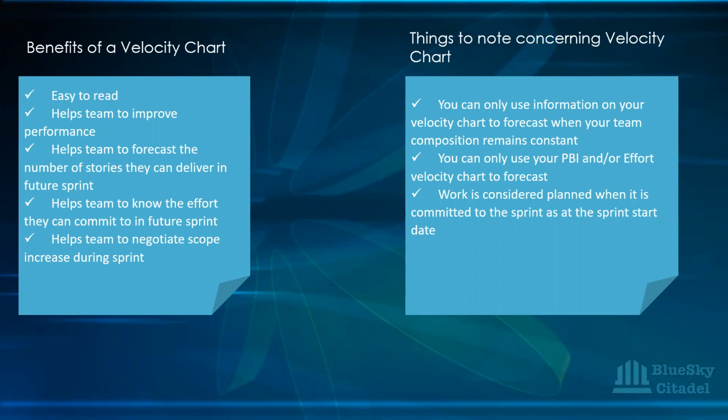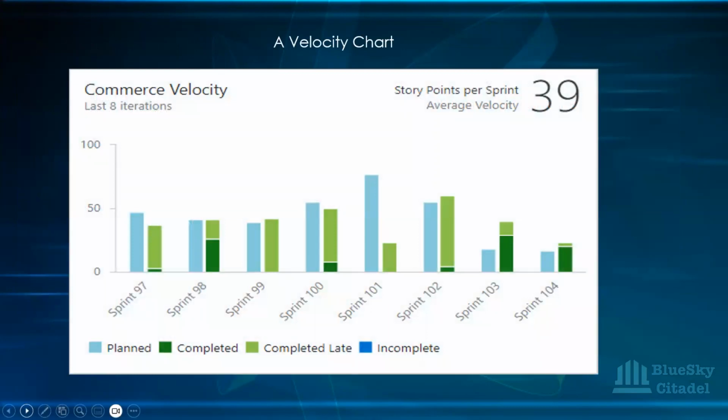Okay, and then work is considered planned when it is committed into the sprint at the sprint start date. So you can only see that planned aspect of it when you commit to that work at the sprint start date. When you commit to that work the next day, you'll still see the completed work, but you won't see the planned bar of it. So let's quickly look at an example of what I'm saying.